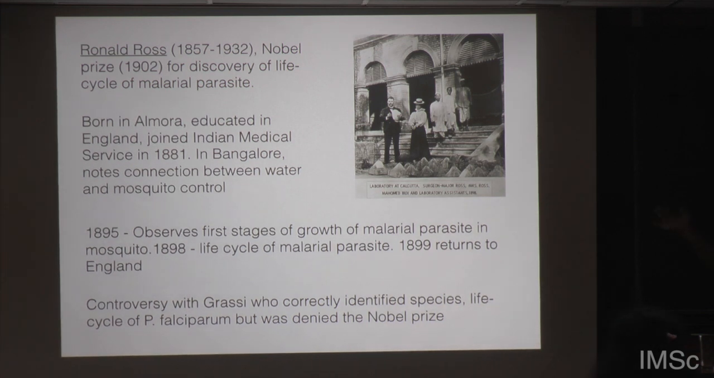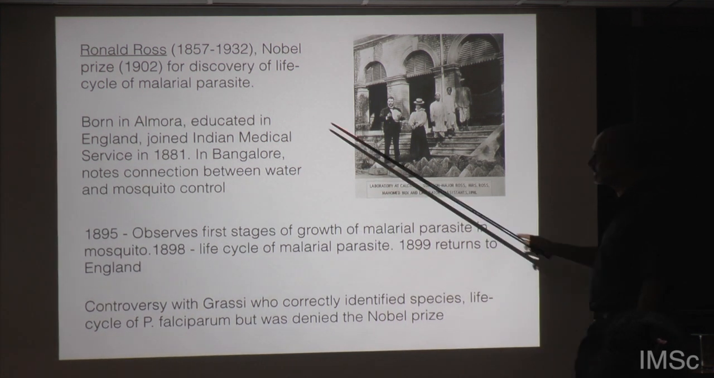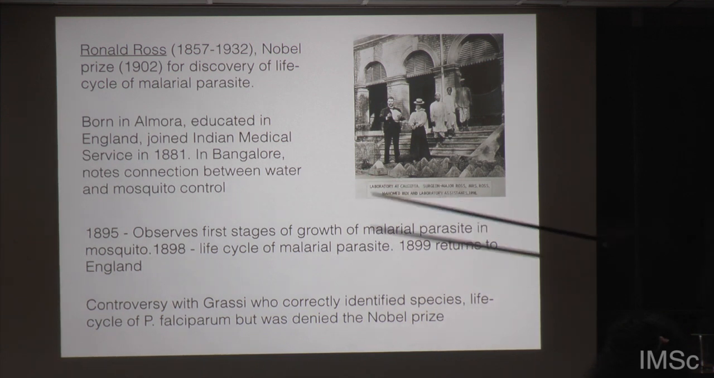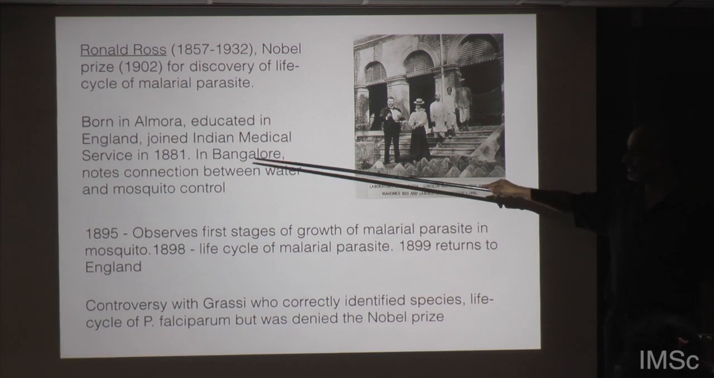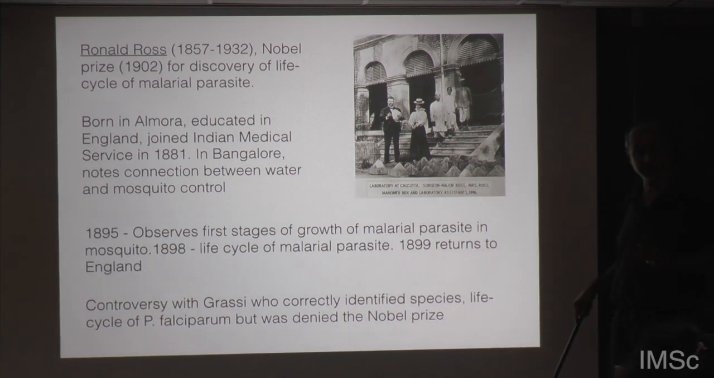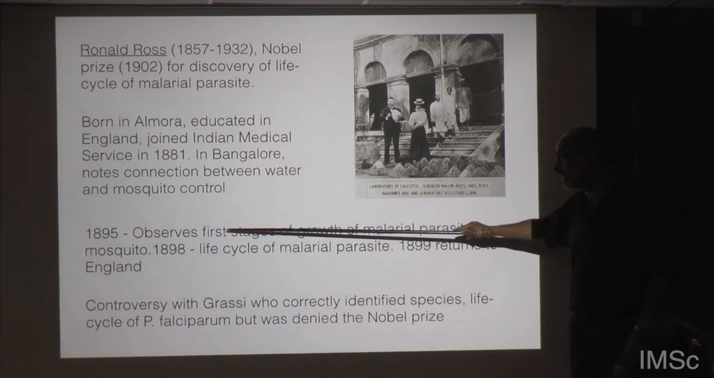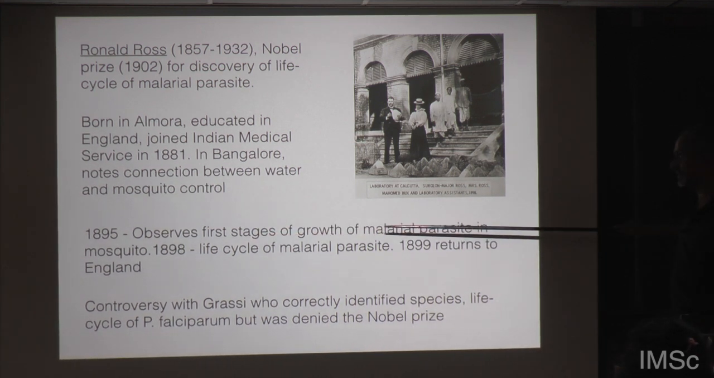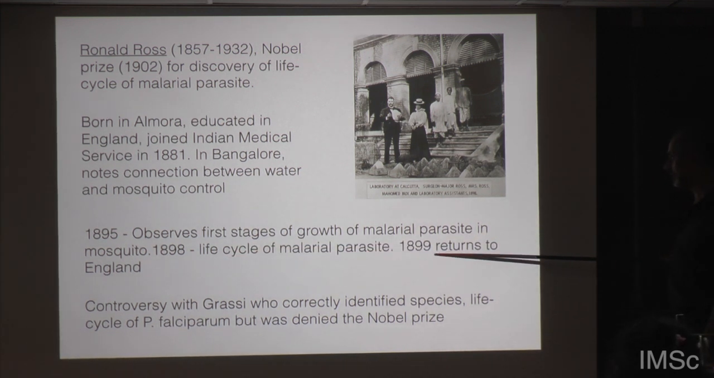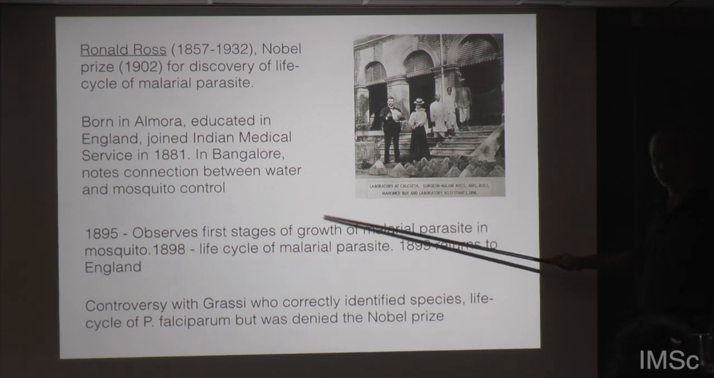Now here is a famous name associated with India, and that's Ronald Ross, who won the Nobel Prize in 1902 for the life cycle of the malarial parasite. He was actually born in India, in Almora, educated in England, and joined the Indian Medical Services in 1881. But it's in Bangalore that he made the connection between water and mosquito control. In 1895, he found the first stages of growth of the parasite in the mosquito. In 1898, he found the life cycle of the parasite and returned to England in 1899 and published a bunch of papers at this point and a little later.